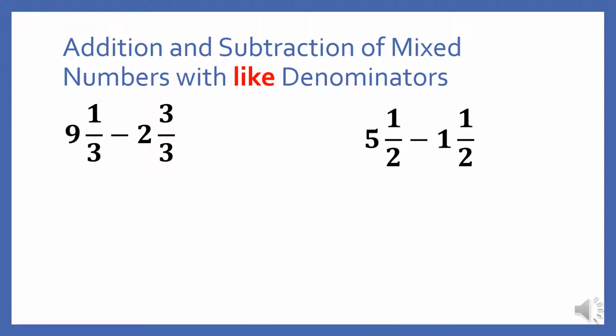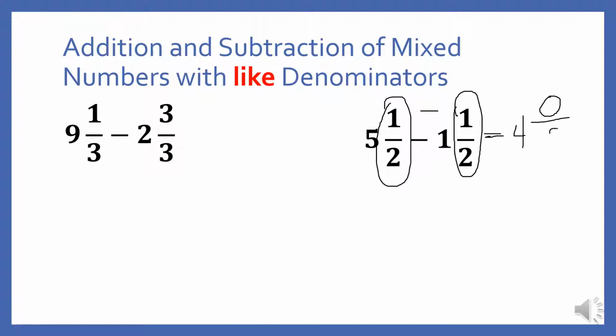We have 5 and a half minus 1 and a half. The other method that we can use is to work out our whole numbers first and then our fractions. All right, so we have 5 take away 1, and that's going to give us 4. Now our fractions, as we can see, we have common denominators. So we don't need to find the LCM, we just need to subtract the numerators. 1 take away 1 is 0. 0 over 2. Okay, so what is going to be our answer here? 4. Okay, 4 wholes is going to be our answer.